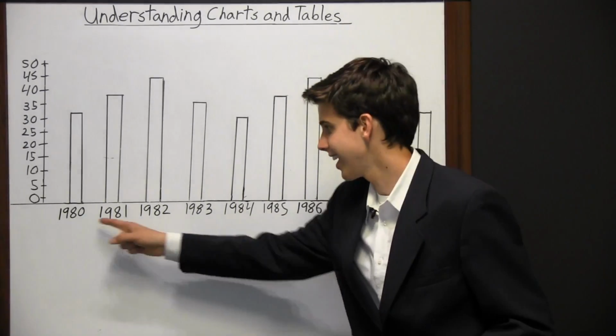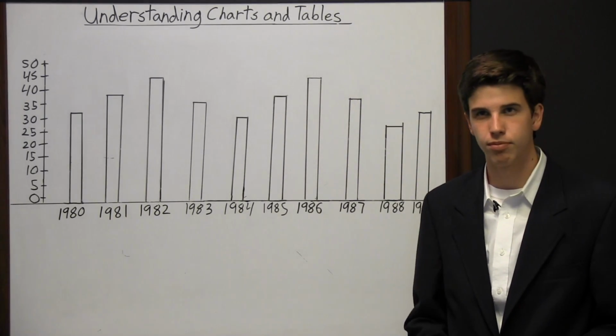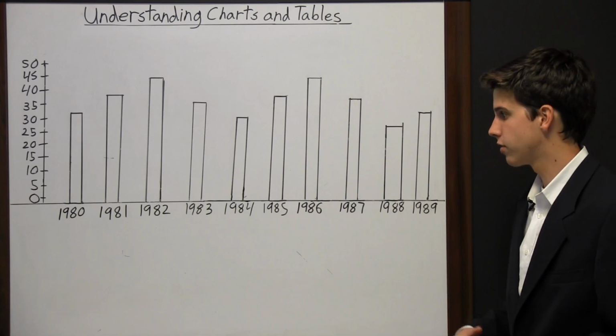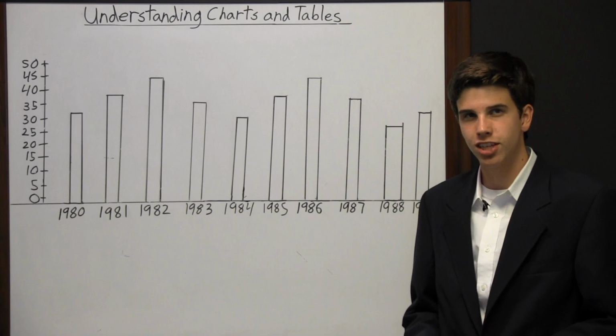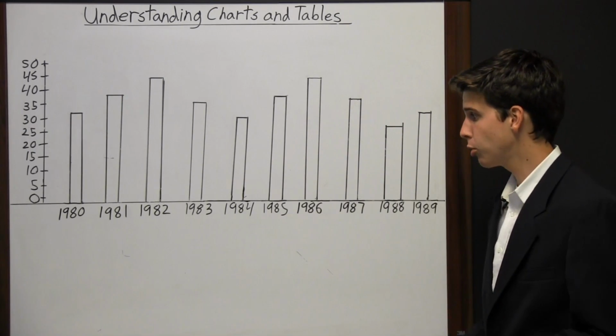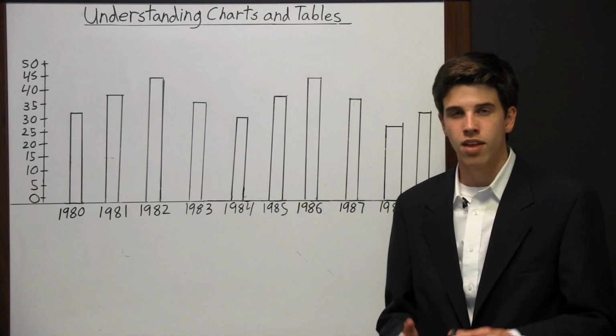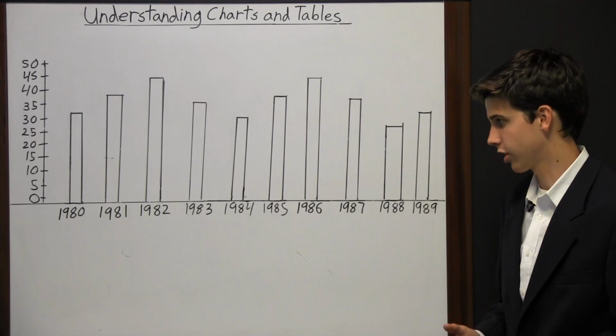You see here 1980 through 1989. And it shows varying amounts of some quantity each year. So you have to ask yourself if any trends can be detected. And so as you review this chart, you will notice that there appears to be 4-year cycles in occurrence.